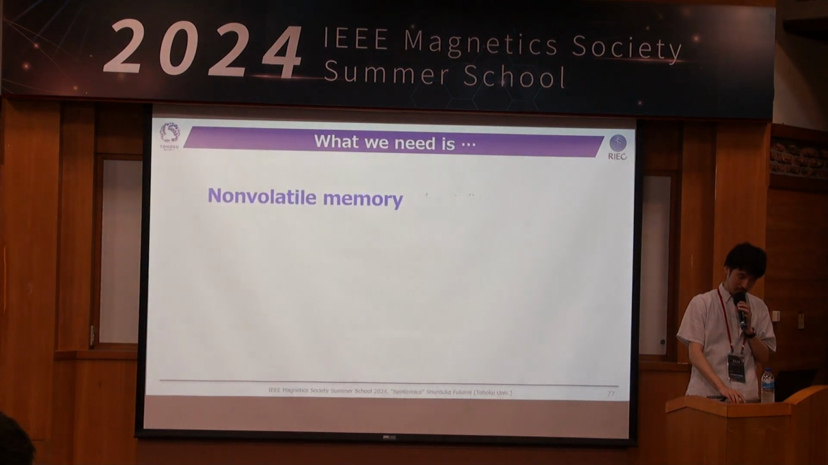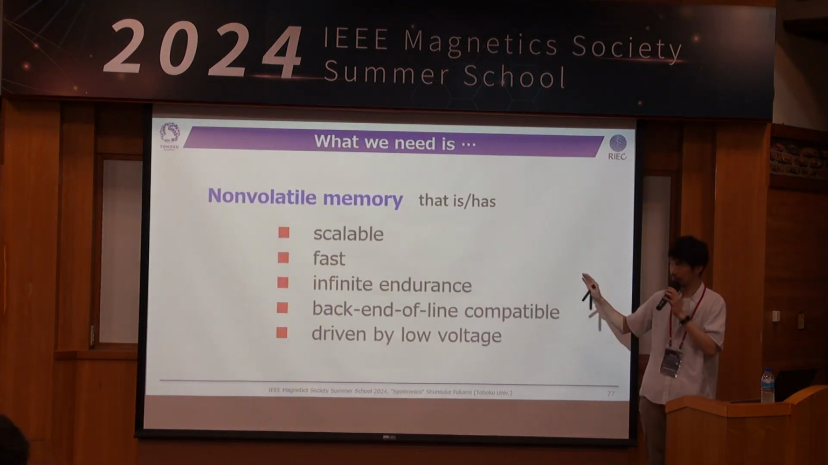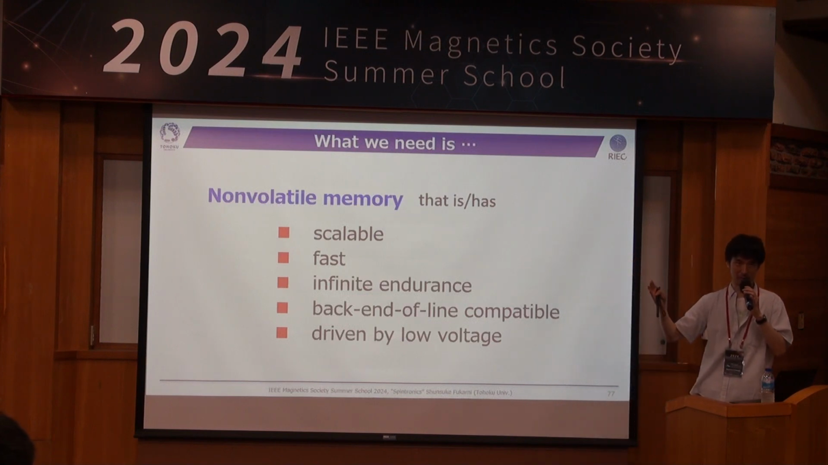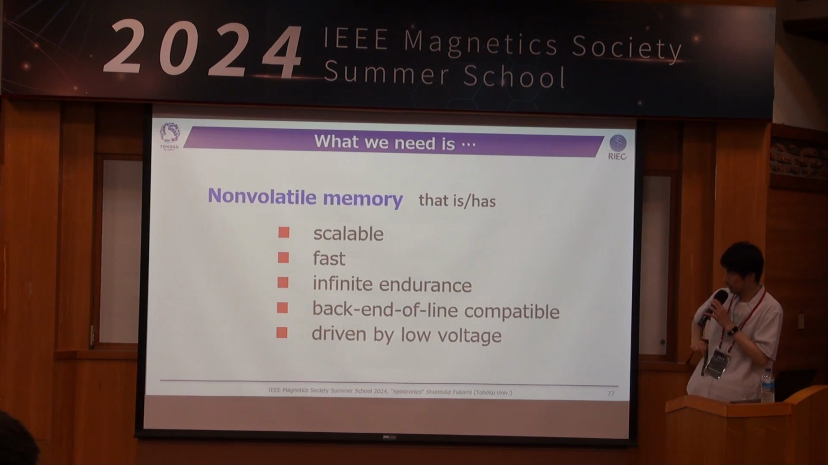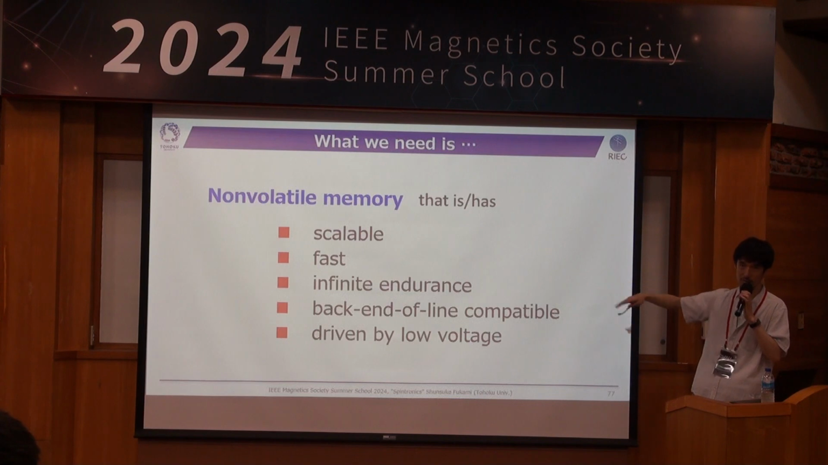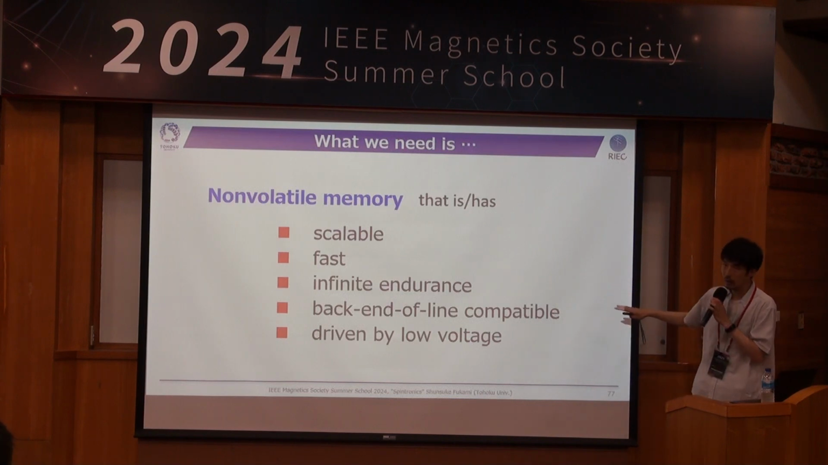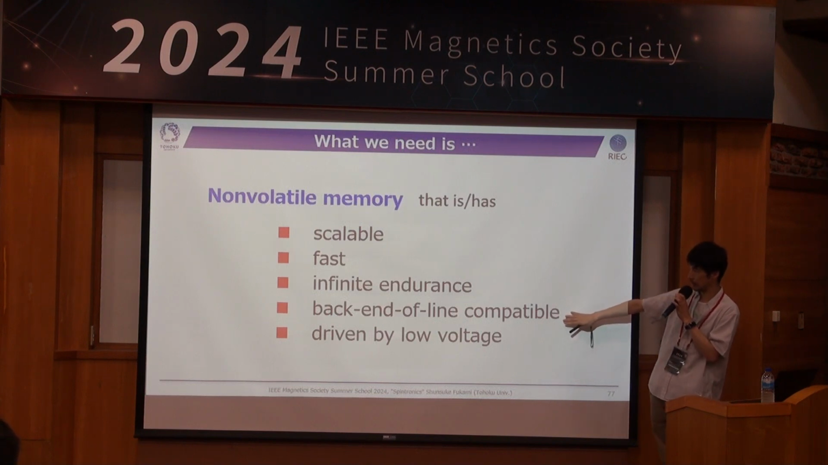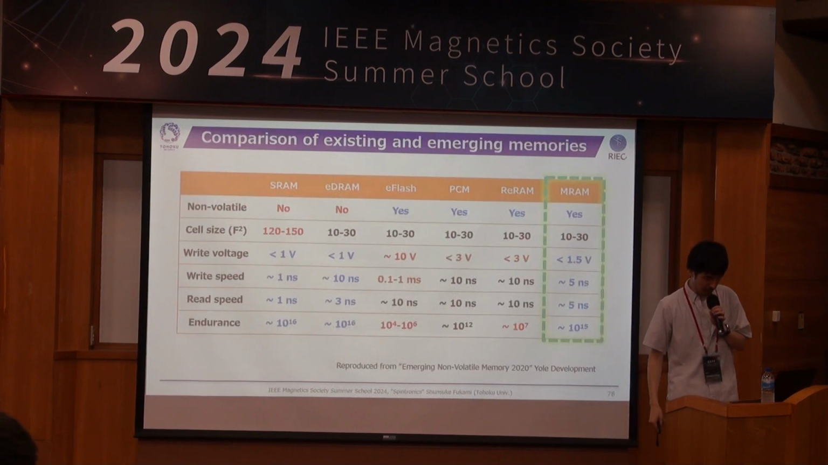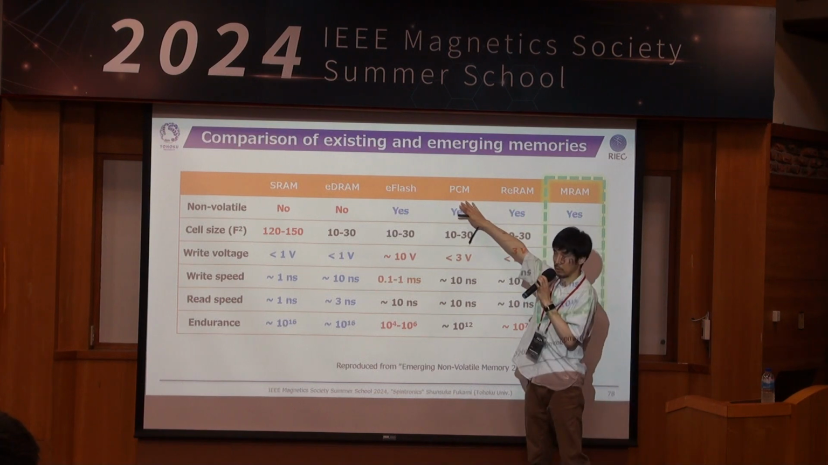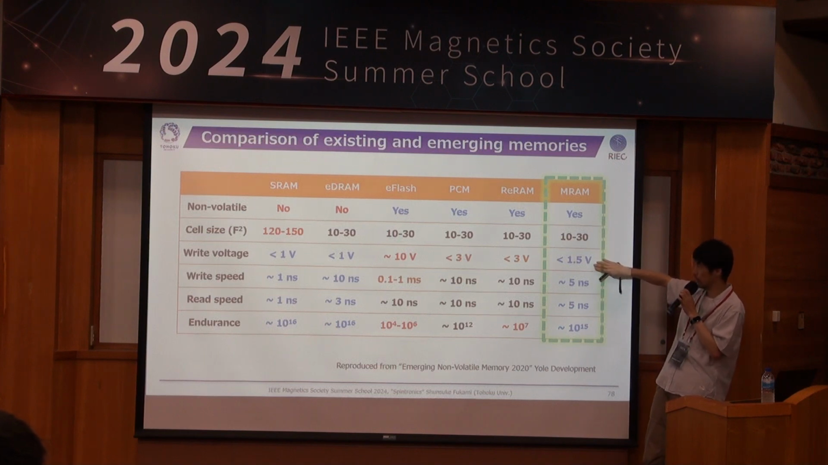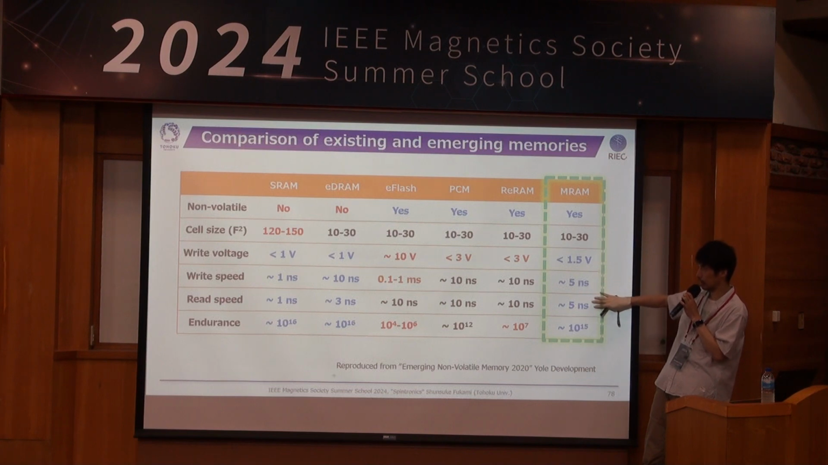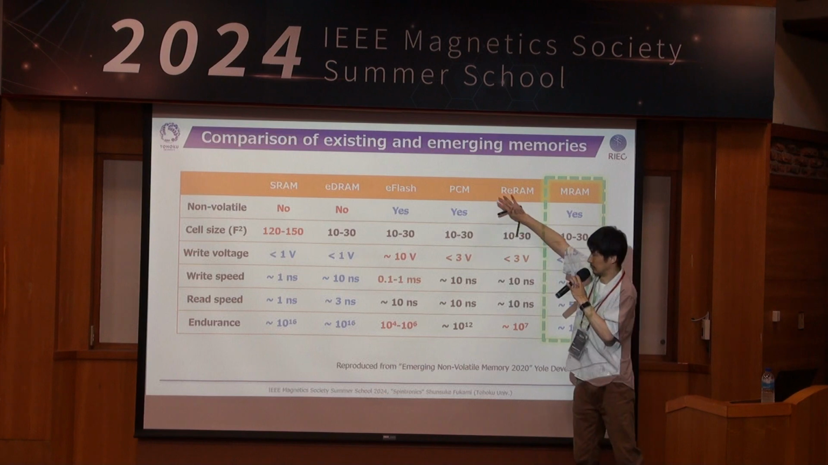To solve the issue of integrated circuits, we need a non-volatile memory. But not just any non-volatile memory is good. It must be scalable, fast, and have infinite endurance to replace the existing semiconductor memories, ideally with back-end-of-line compatibility, and be driven by low voltage. Comparing the emerging memories, such as phase change memory, resistive random access memory, and magnetoresistive random access memory, MRAM is very promising in the sense that it can be operated with a reasonably small voltage and a reasonably short time scale, and its endurance is very excellent compared with these two rivals.